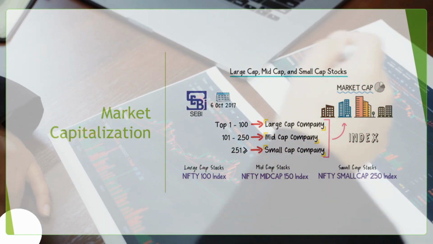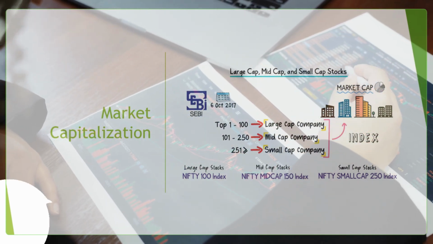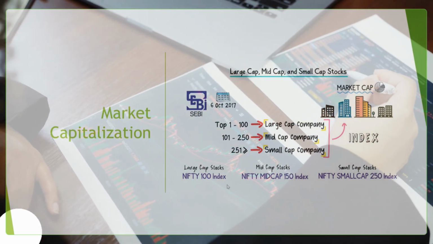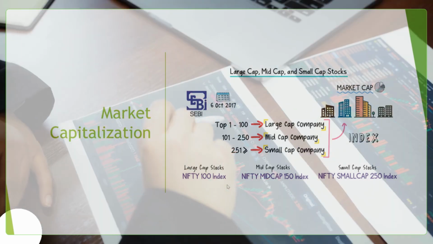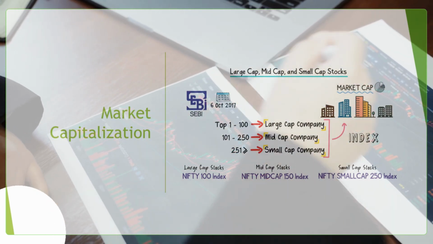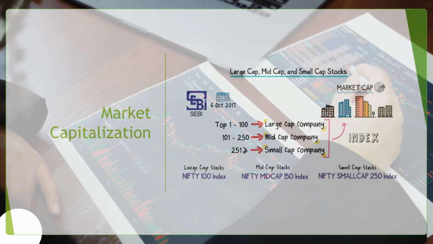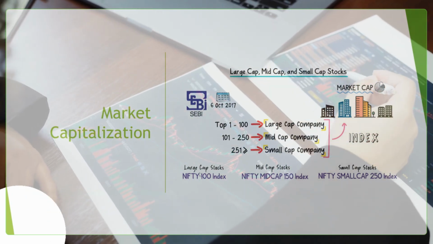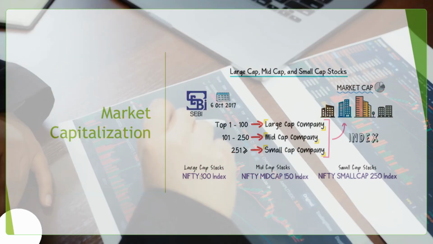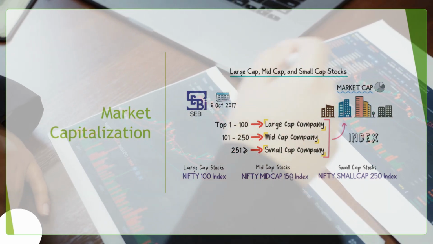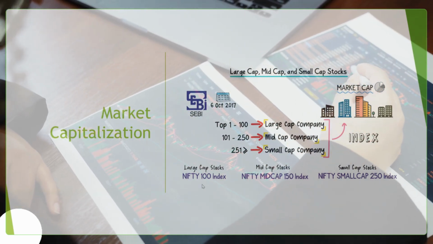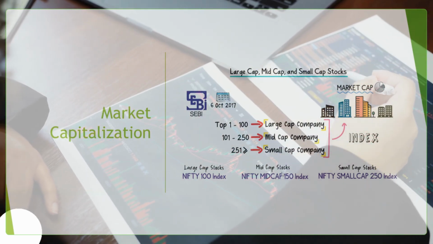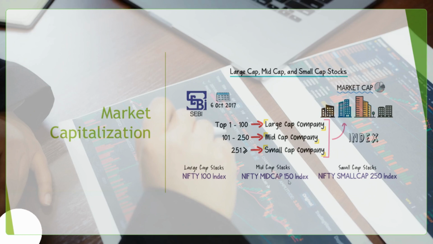So how will you know which companies are large cap, mid cap, and small cap? If you see the Nifty 100 index, those 100 companies are large cap. If you see the Nifty Midcap 150, there will be 150 companies, and these 150 companies are called mid cap. These 150 companies do not include the 100 large cap companies; they are totally different. It's not that out of 150, 100 are large cap and 50 are mid cap. All 150 are mid cap.